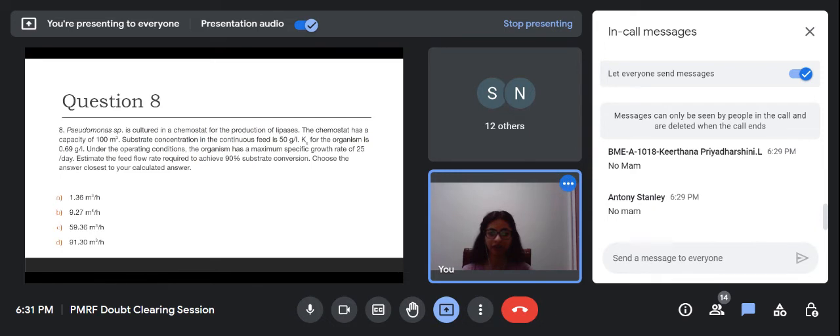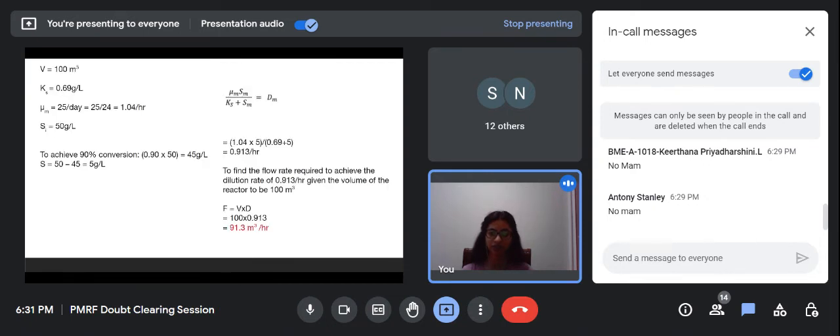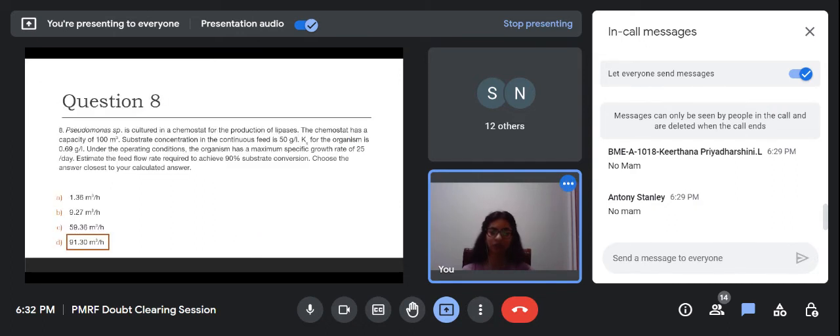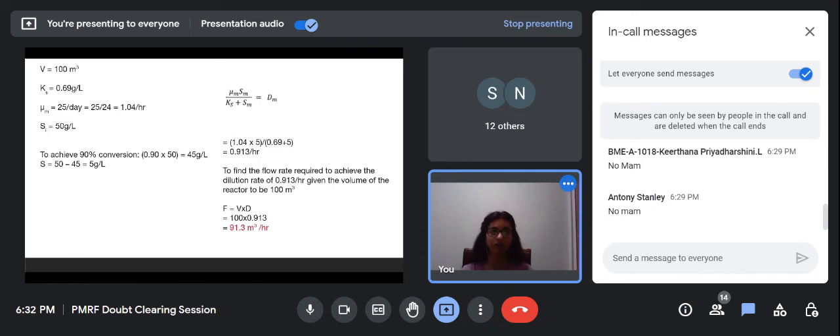What you have to find is the feed flow rate required to achieve 90% substrate conversion, right? So you have the dilution rate, and you know that the feed flow rate is equal to volume times the dilution rate. So volume you know is 100, times the dilution rate that you have calculated, gives 91.3 meter cube per hour. So the correct answer would be 91.3 meter cube per hour.